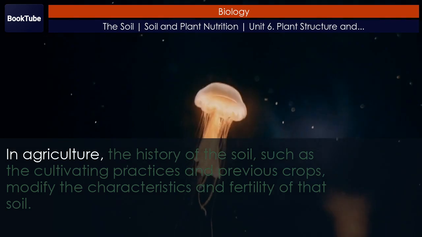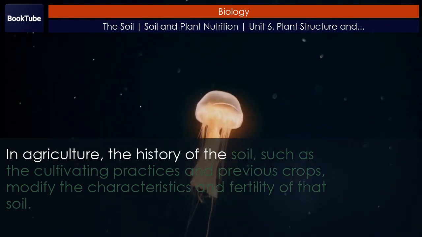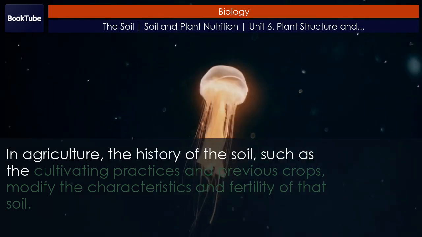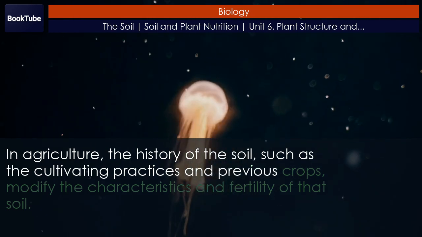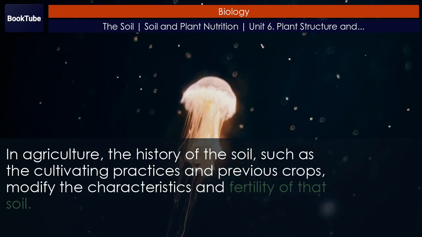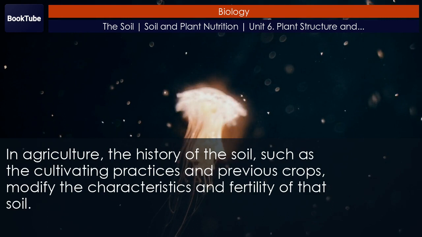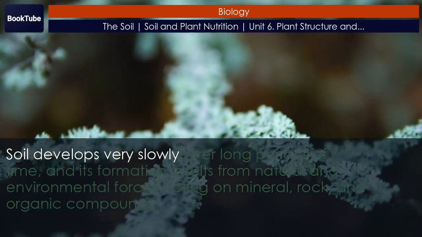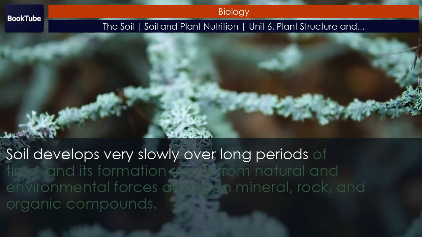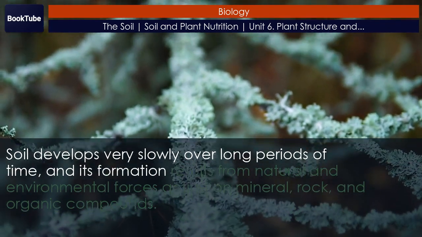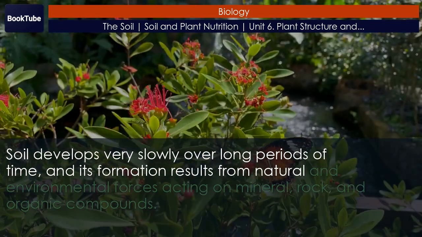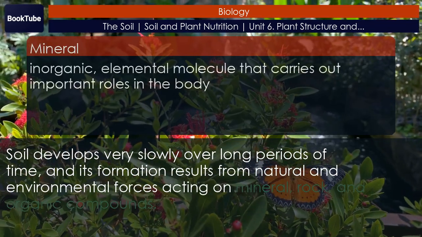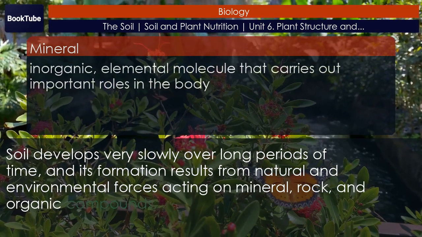In agriculture, the history of the soil, such as the cultivating practices and previous crops, modify the characteristics and fertility of that soil. Soil develops very slowly over long periods of time, and its formation results from natural and environmental forces acting on mineral, rock, and organic compounds.